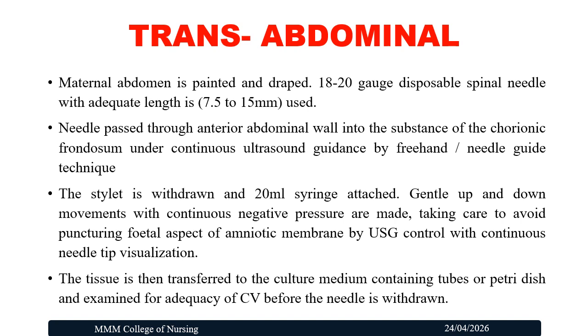Transabdominal. The maternal abdomen is painted and draped. An 18 to 20 gauge disposable spinal needle of adequate length, that is 7.5 to 15 centimeters, is used. The needle is passed through the anterior abdominal wall into the substance of the chorion frondosum under the guidance of USG. Thereafter, the stylet is withdrawn and a 20 ml syringe is attached. Gentle negative pressure has to be created with an up and down movement.